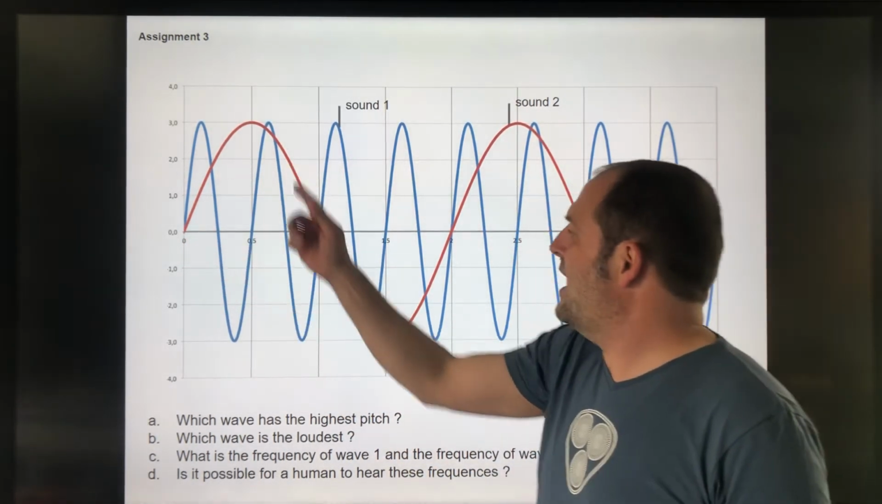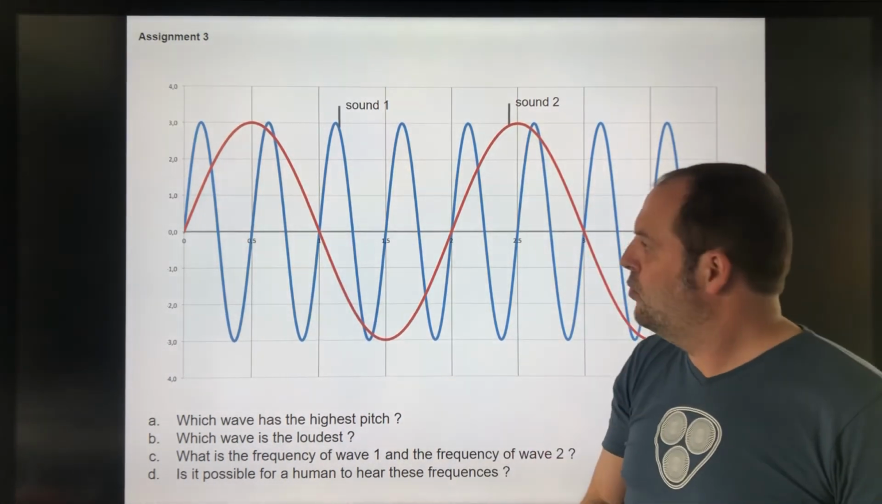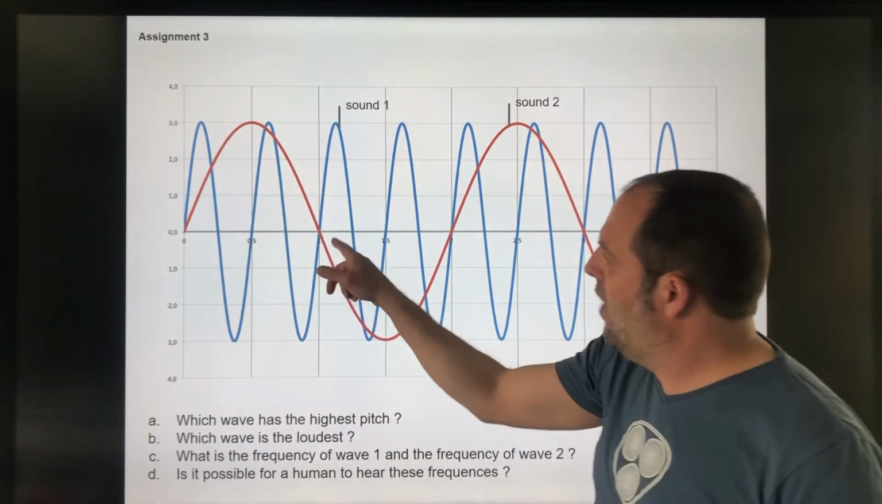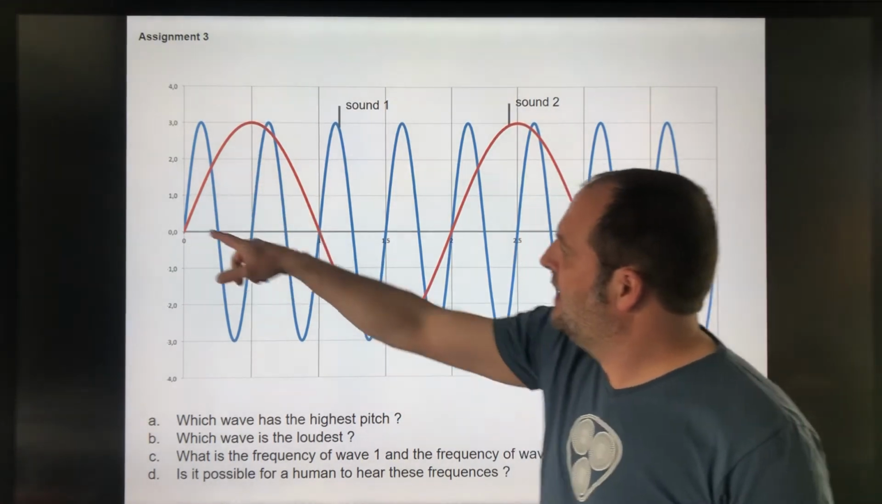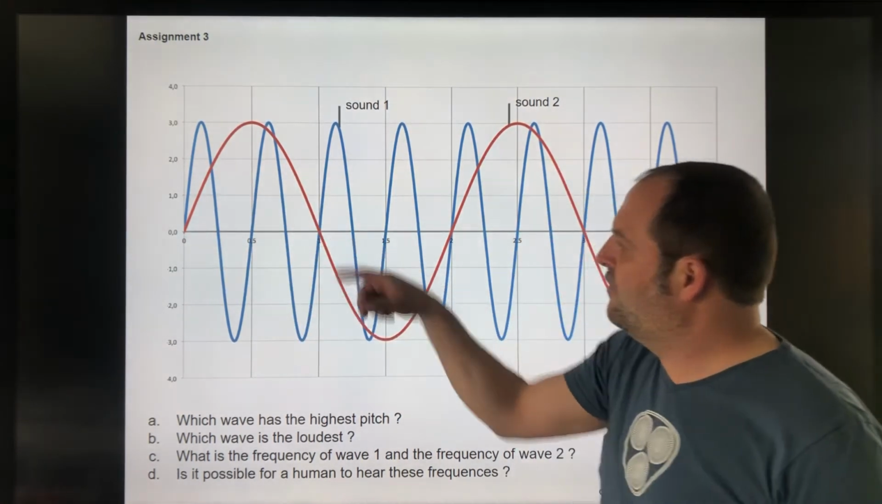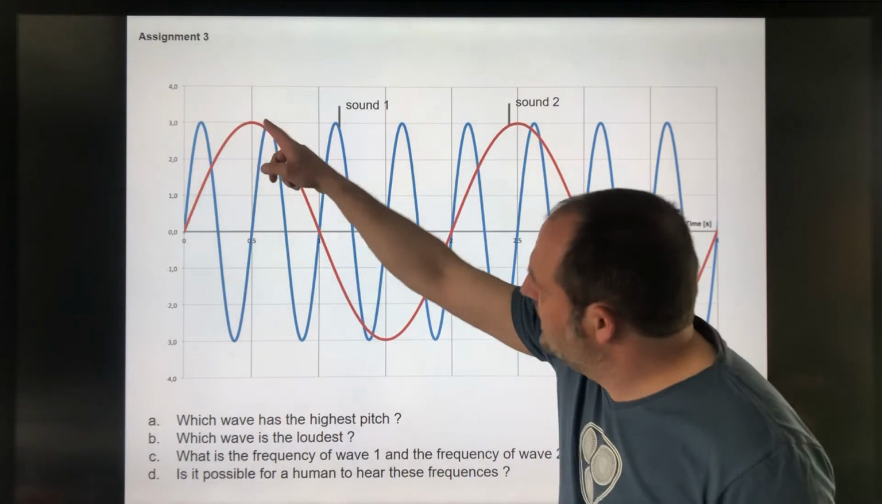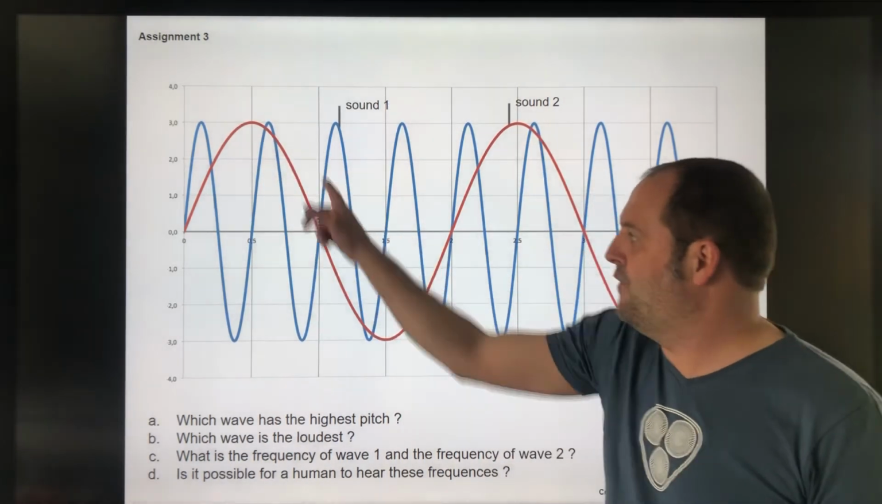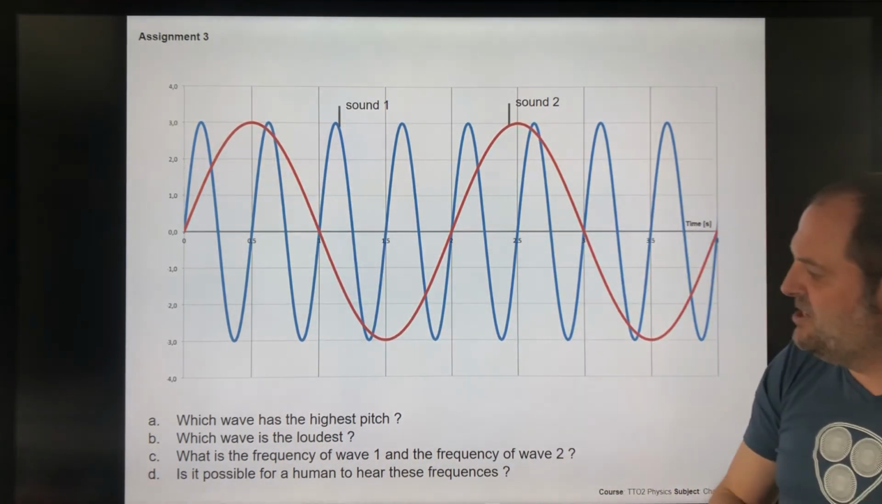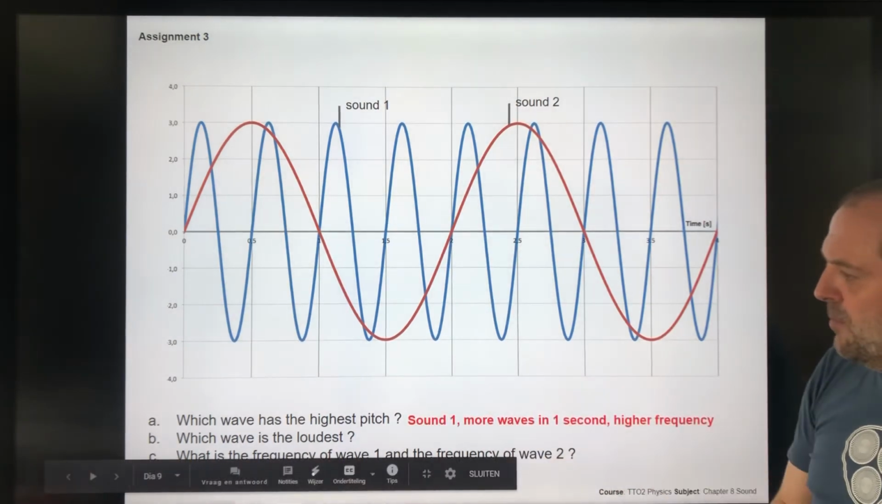the sound wave with the most waves is of course sound wave number 1, because take a good look. In 1 second, sound wave number 1 has 2 hertz, and this one only has half a hertz. So the pitch is higher in sound number 1.